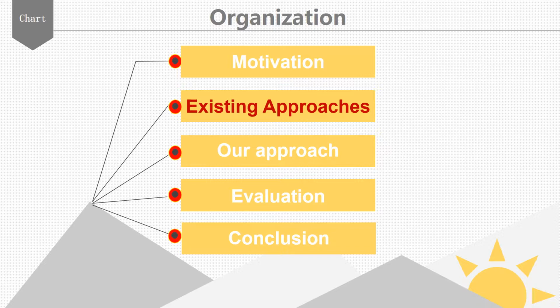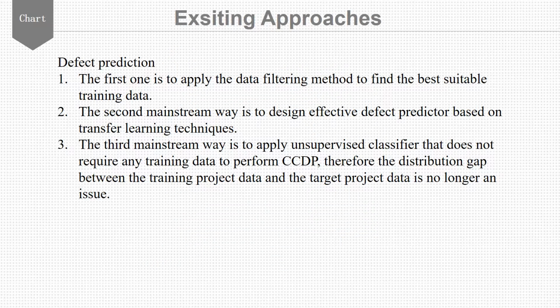Then, we will talk about the existing approaches for CCDP. The first one is to apply the data filtering method to find the most suitable training data. The second mainstream way is to design an effective defect predictor based on transfer learning techniques. The third mainstream way is to apply an unsupervised classifier that doesn't require any training data to perform CCDP.